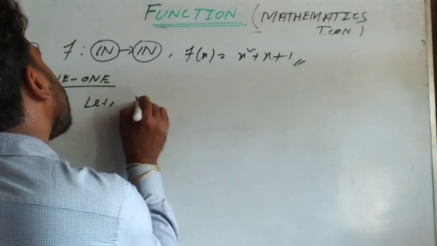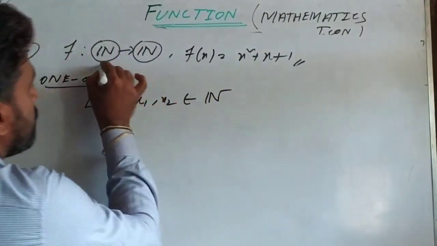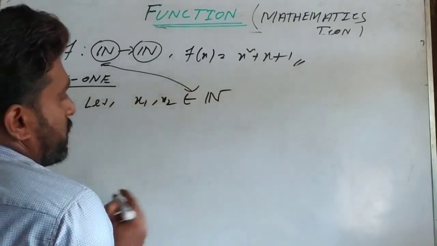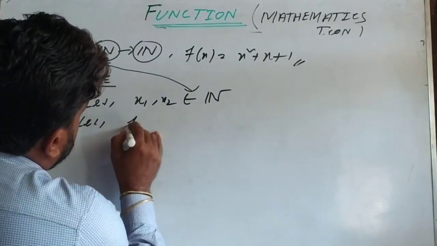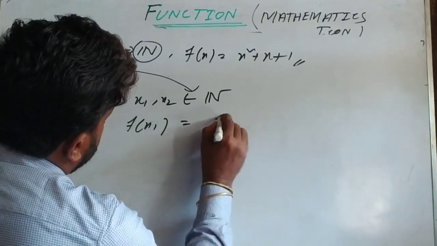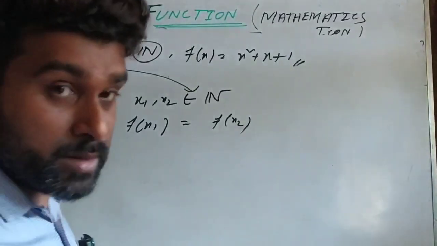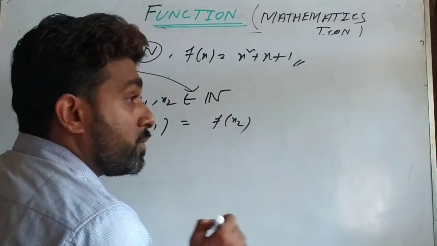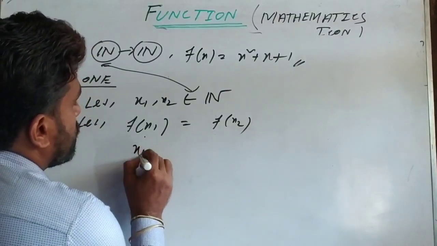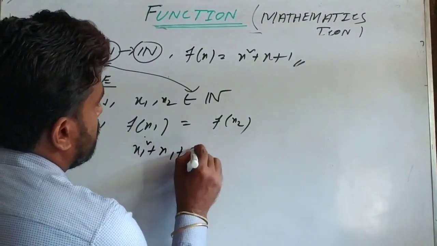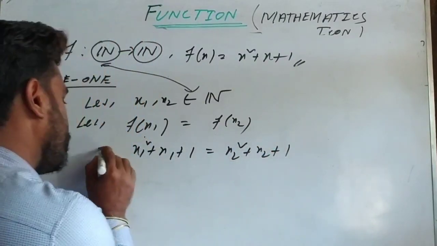Let x1 comma x2 belongs to the natural number set because the input set is natural number. Okay, so for that two inputs fx1 and fx2 both are same. Just we are assuming the output is same. Just see the lecture number 2 very carefully. fx1 means what? x1 square plus x1 plus 1 equals x2 square plus x2 plus 1.